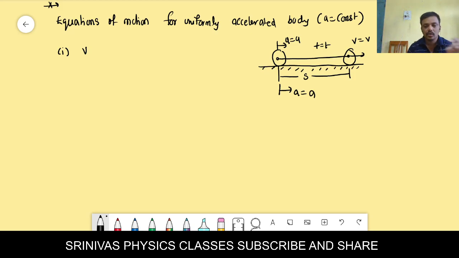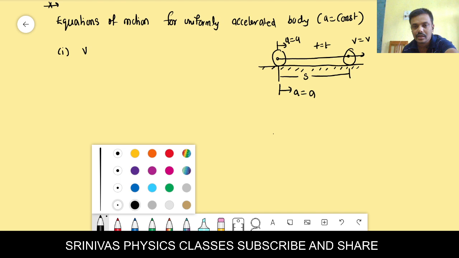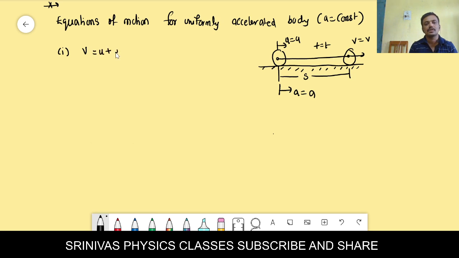In physics, if anybody asks what you learn, you say that you learned many things. In that, I will tell the equations of motion. They describe the motion. The first equation is v equal to u plus at. This is the formula you will get from a equal to v minus u by t only.